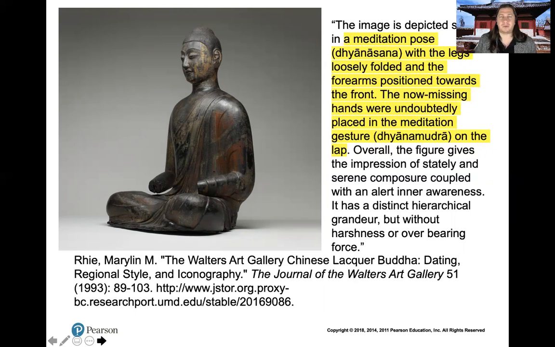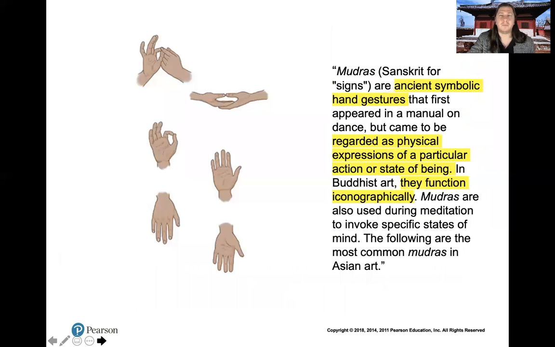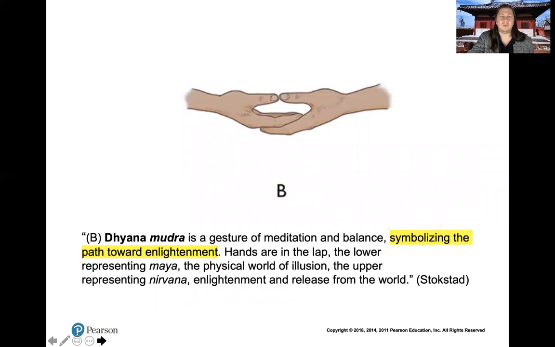And his hands were in a gesture. The different gestures of the Buddha are called mudras. He's probably in the meditation gesture called the Dhyana mudra. So the mudras are these symbolic hand gestures. They're kind of a way of reading the iconography of a Buddhist work of art. This is the Dhyana mudra, which symbolizes meditation and balance, showing the path towards enlightenment.